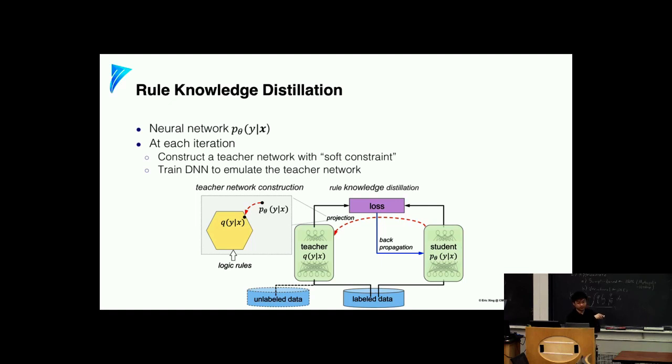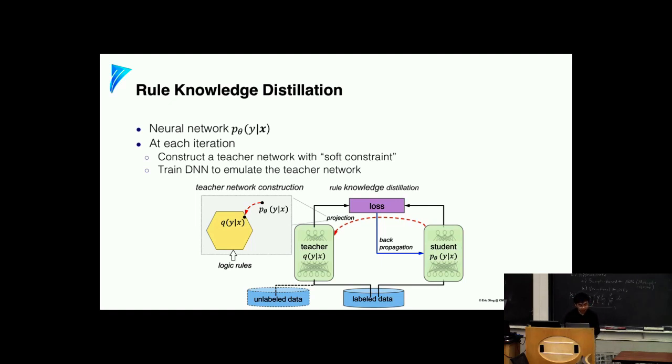Another advantage of this algorithm is that the teacher network does not really need the real labels from the data. So we can additionally use an unlabeled data set, and use the teacher network to do prediction on top of this data. And we can minimize the distance between the teacher and the student. So basically, we can enable semi-supervised learning. Okay, so this is the framework of integrating logical rules, or whatever constraints, into a neural network.